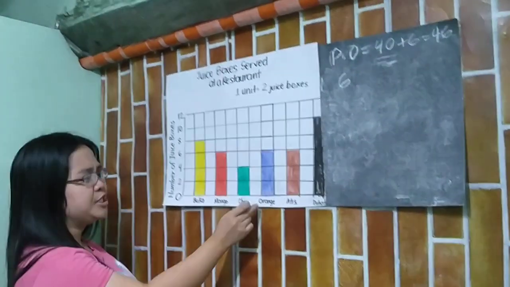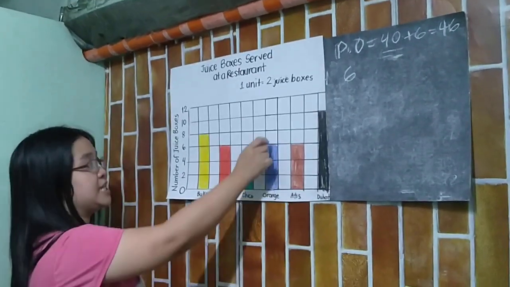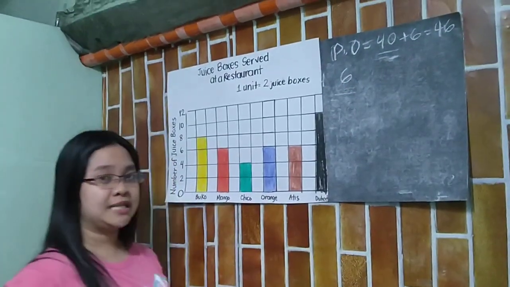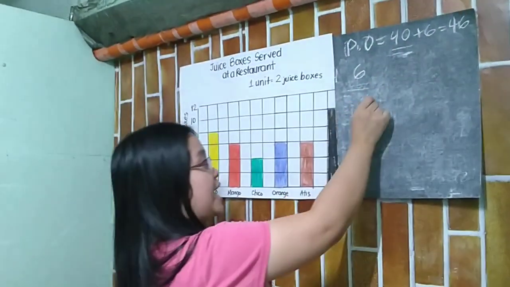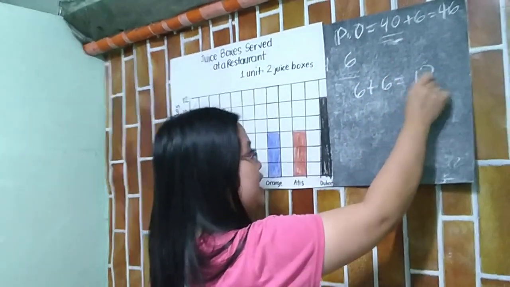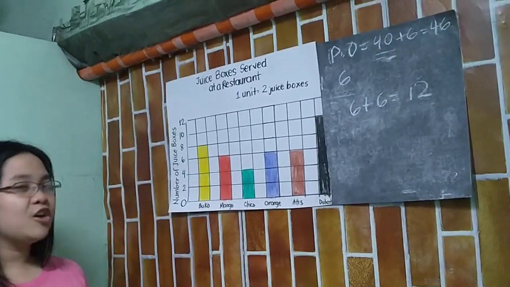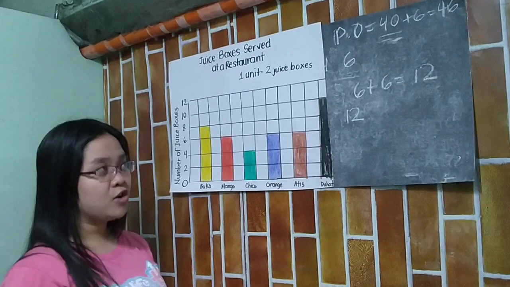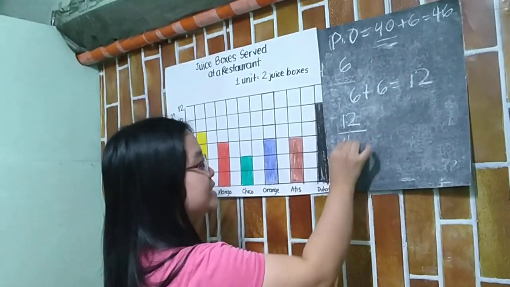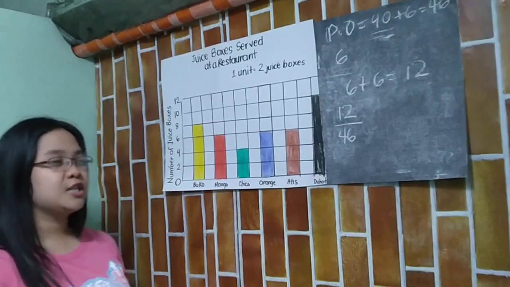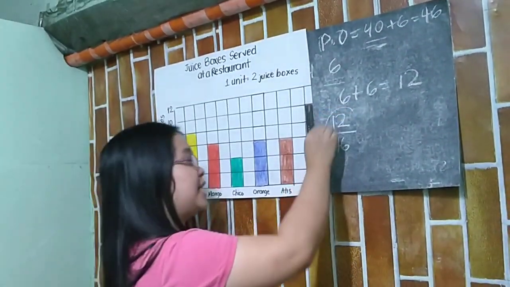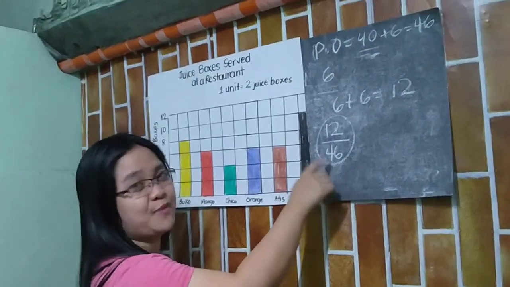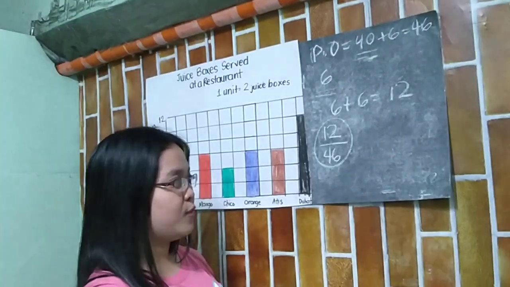Now, the original favorable outcome for orange is 6. But it says in our problem that it is increased by 6. So what will we do with that? 6 plus 6, that will be 12. So the favorable outcome now for orange is 12. So that's our favorable outcome over 46 as our new possible outcome. Is this our final answer now? Not yet, because these numbers can also be simplified into lowest term.